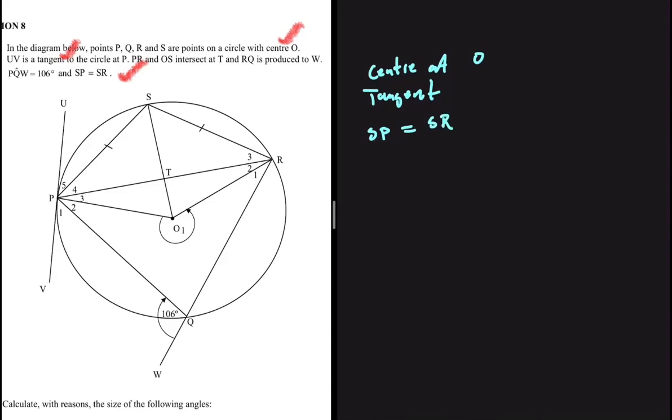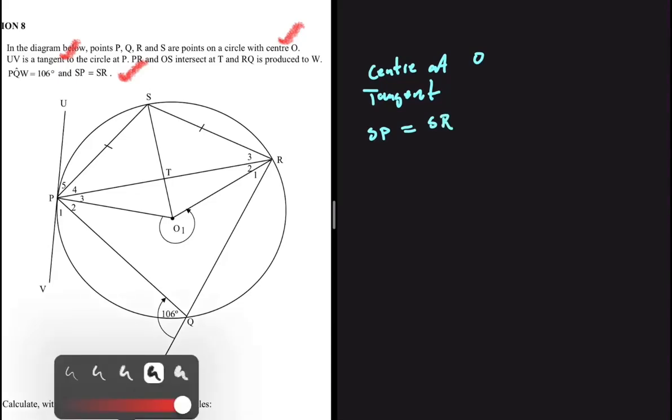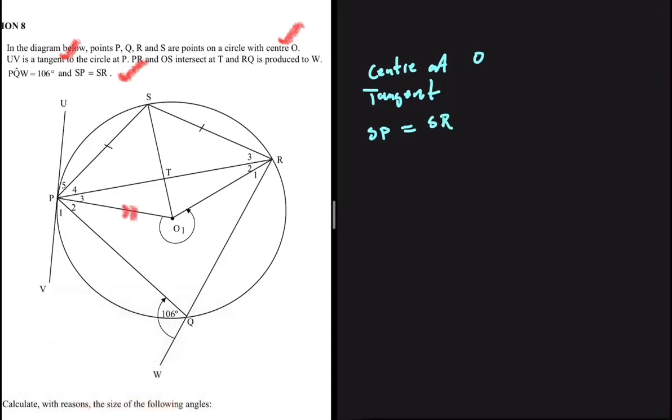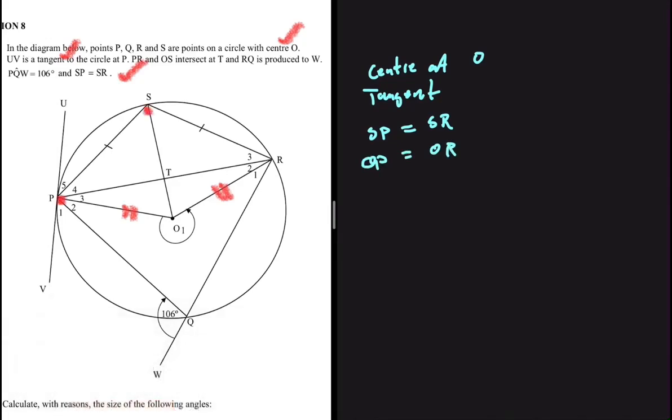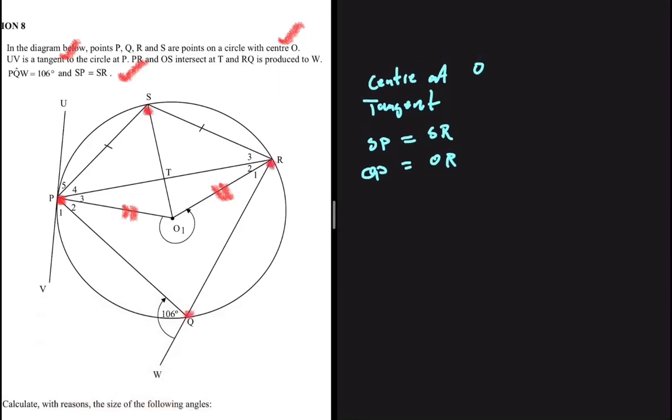If you look at your diagram, you're gonna realize also that OP is equals to OR because they are radiuses. So OP is equals to OR. Look at the vertices of PSRQ. They lie on the circumference of the circle. So we have a cyclic quad. This is all we needed to answer all the questions that are gonna follow.